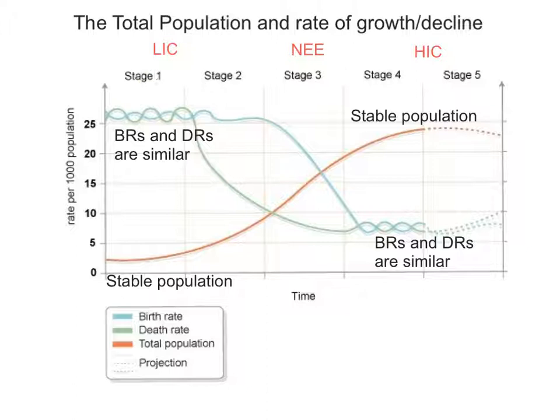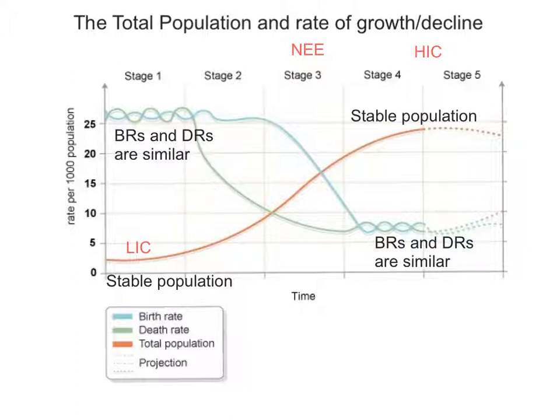Let's start at the beginning in stage 1, where you have a very high birth rate and a very high death rate. The death rates and the birth rates are very similar. As a result, the population is going to be very stable. It's not going to grow. And that is why the line is relatively flat. A country at this stage would be known as a low-income country. Stable population, but with high birth and death rates.